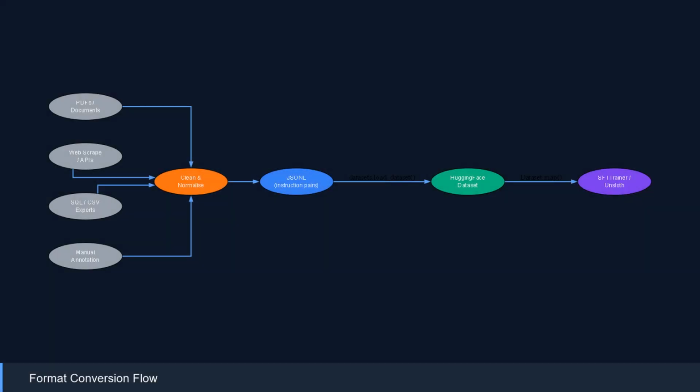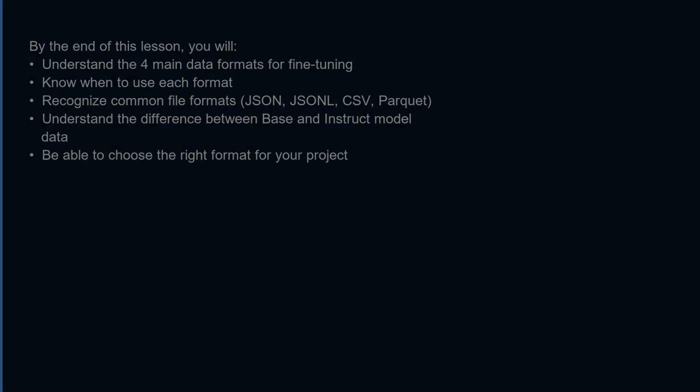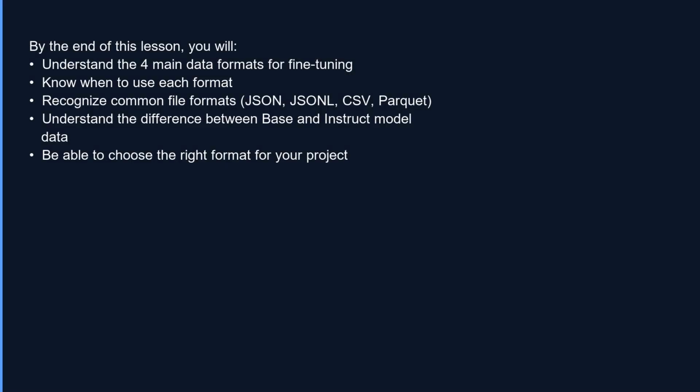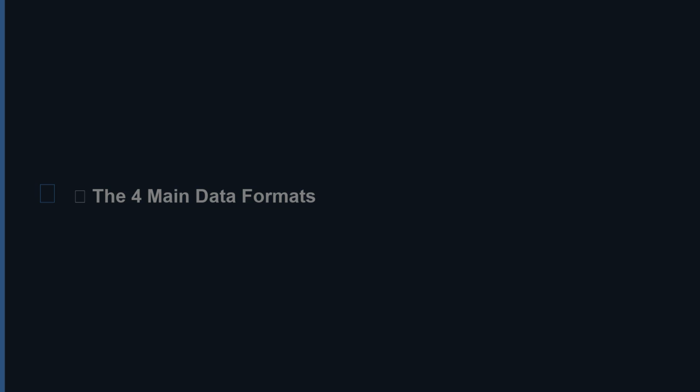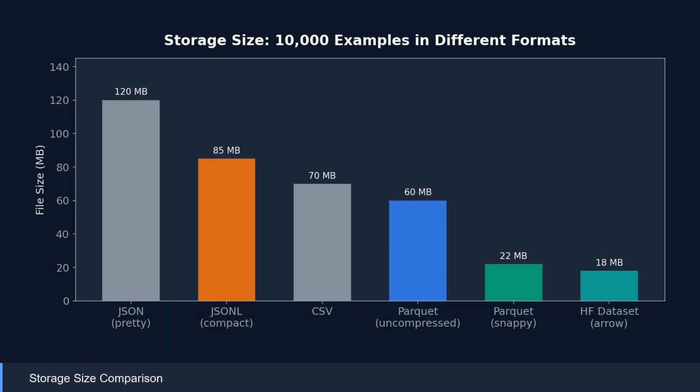Let's now look at learning objectives. Here we can see the format conversion flow. By the end of this lesson, you will understand the 4 main data formats for fine-tuning, know when to use each format, recognize common file formats, JSON, JSON-L, CSV, Parquet, understand the difference between base and instruct model data, and be able to choose the right format for your project. Let's now look at the 4 main data formats. Here we can see the storage size comparison.